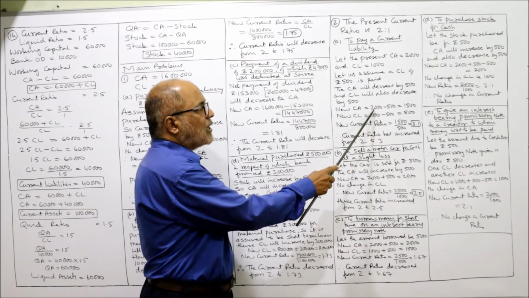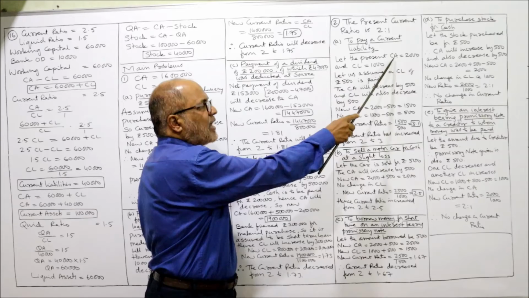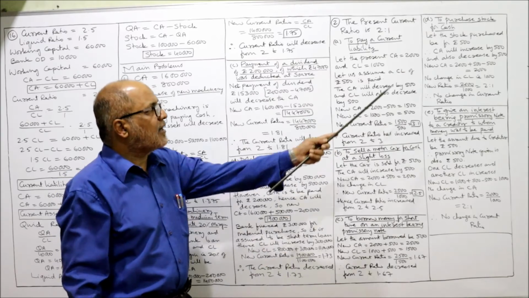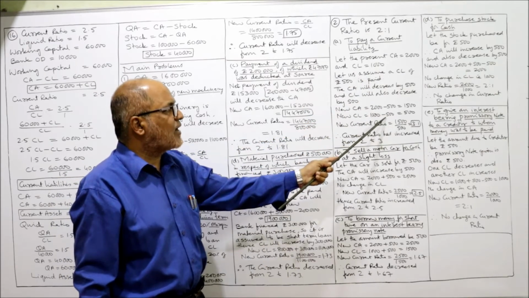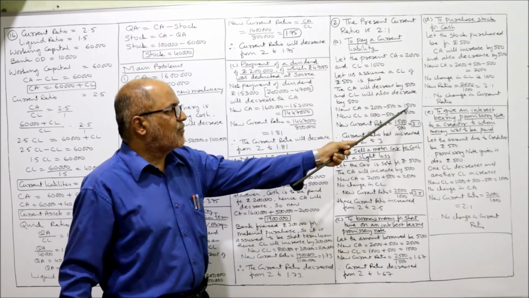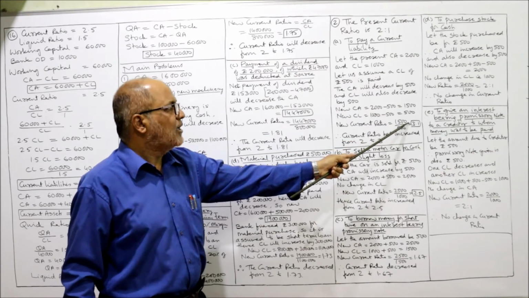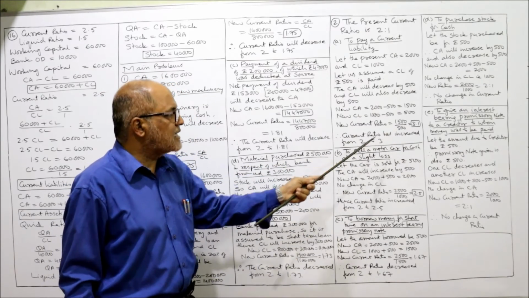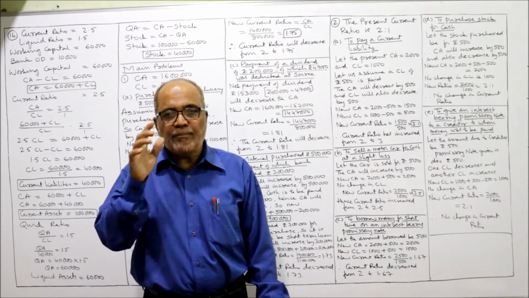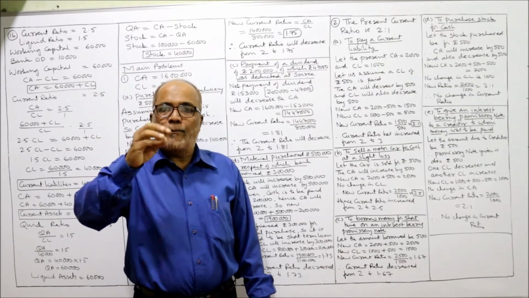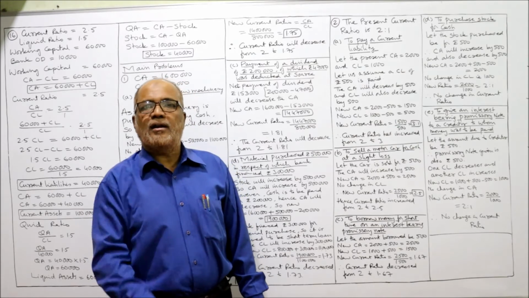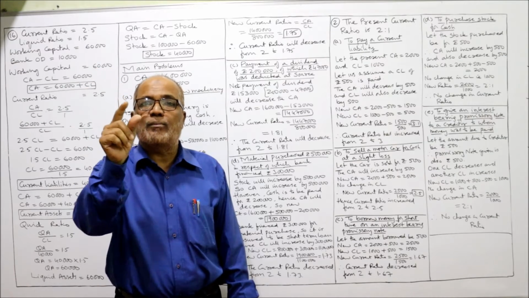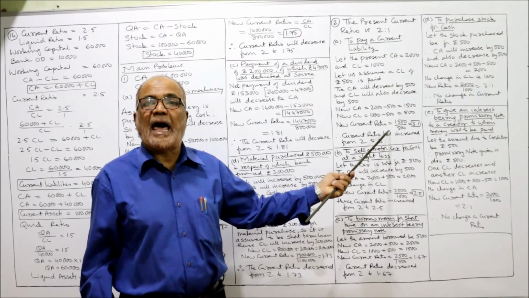So new current asset is 2000 minus 500, 1500. New current liability: present current liability is 1000, 1000 minus 500 is 500. So what is the new ratio? 1500 by 500, 3:1. Presently current ratio is 2:1. By paying a current liability, the new current ratio is 3:1. That means our current ratio has increased from 2 to 3 by paying a liability.